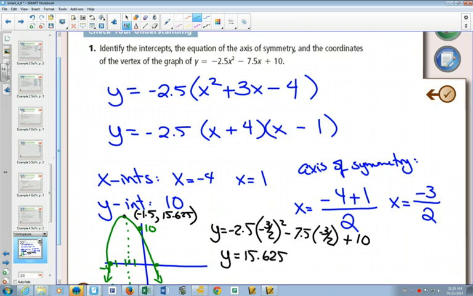We got the coordinates of the vertex, we've got the intercepts and the axis of symmetry. We were able to factor this one. Questions you can do here are 3, 4, and 5.